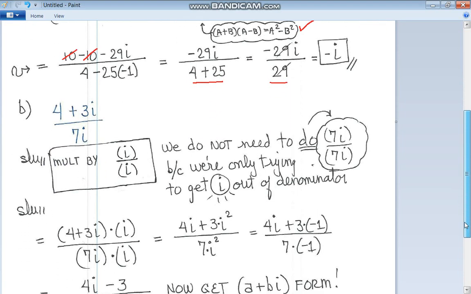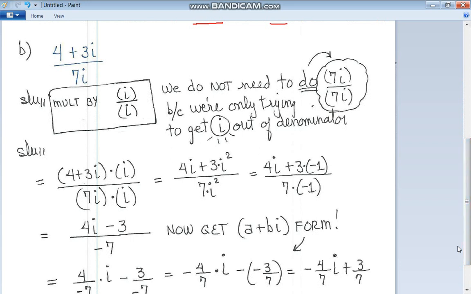Scroll down to B. 4 plus 3i over 7i. Now, you're saying, why didn't you multiply by 7i over 7i instead of i over i? Well, remember, the whole purpose is to get that i out of the denominator, out of the bottom. And we're going to do that by changing it so it is equal to the square root of -1 squared. In other words, we're going to multiply it by i and we'll get -1. All right, so whenever there's a single term on the bottom, only one term, nothing separated by a plus or minus sign, and that term has an i in it, you multiply the top and bottom simply by i.